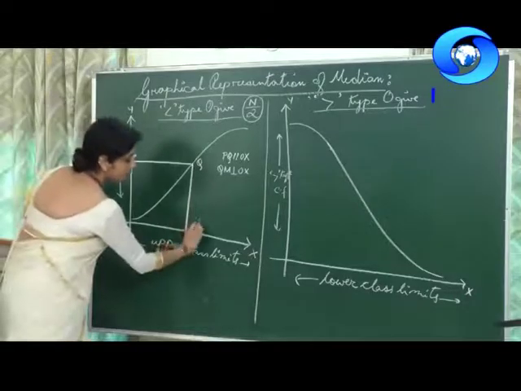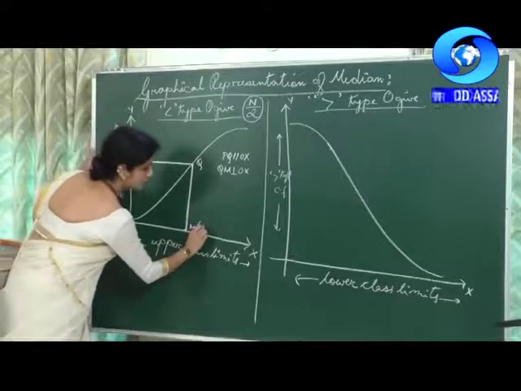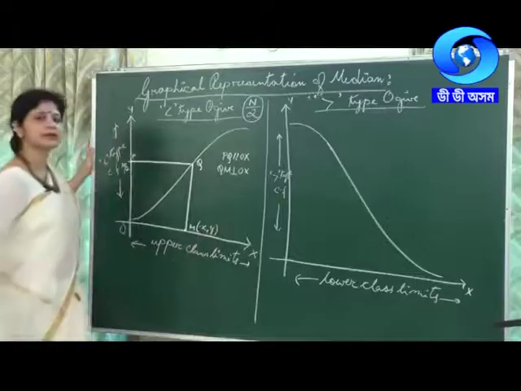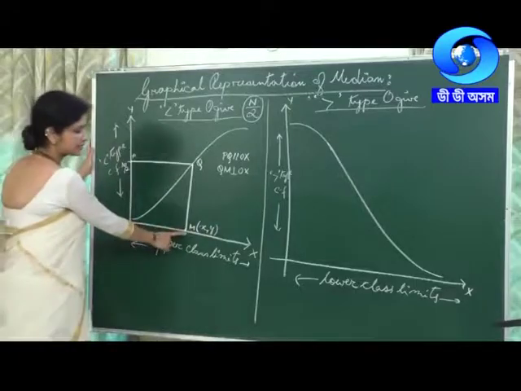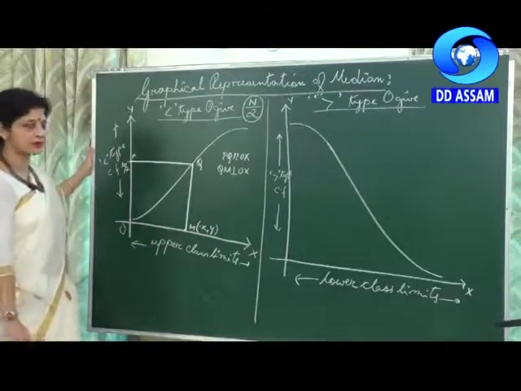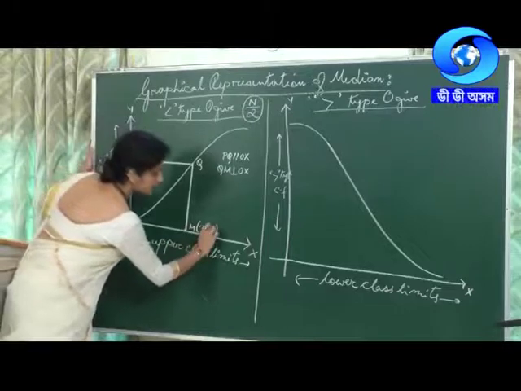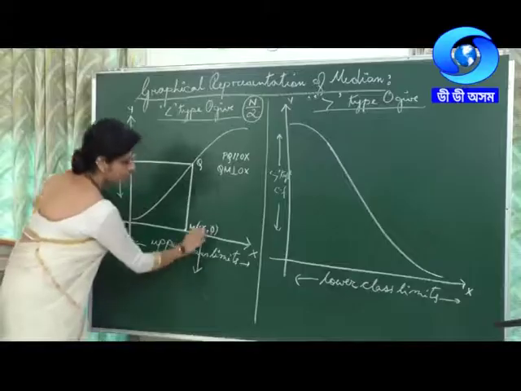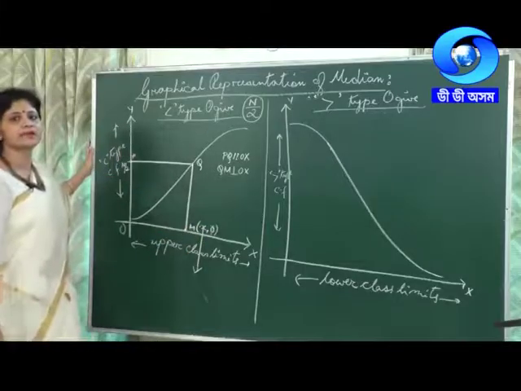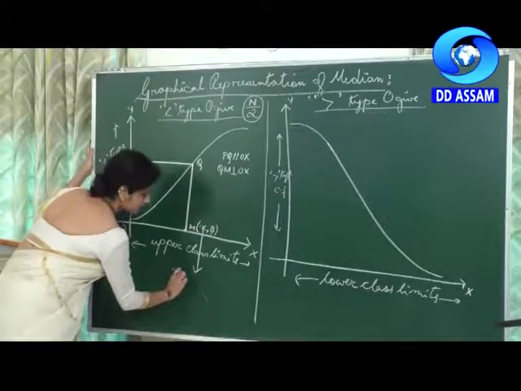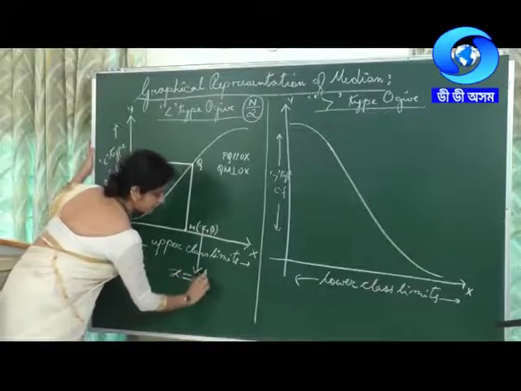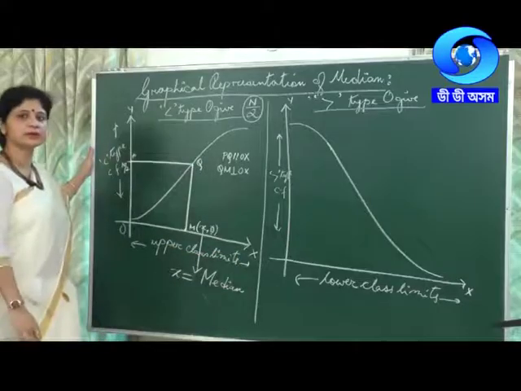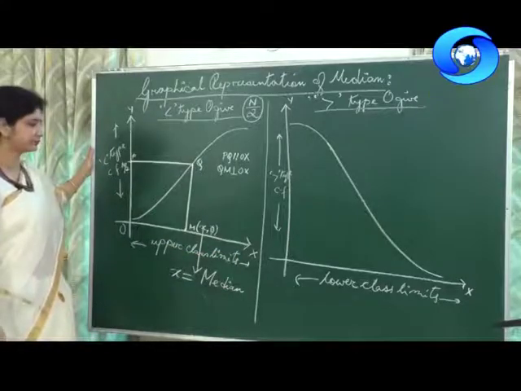Then this point M will have an x coordinate as well as a y coordinate. Yes, since it lies on the x-axis, the y coordinate will be 0. So this is (x, 0). Now the numerical value of x will give us the median of the given distribution.